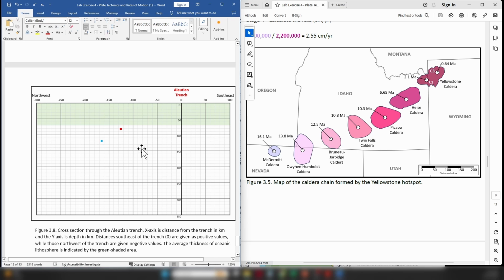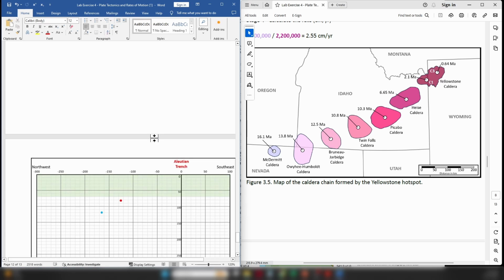But what you can do once you do have the data plot, and once you've drawn the location of the subducting slab, you can then take a protractor and you can give an approximate angle at which it is entering the mantle.